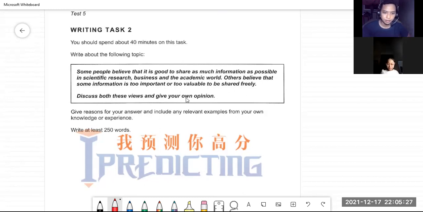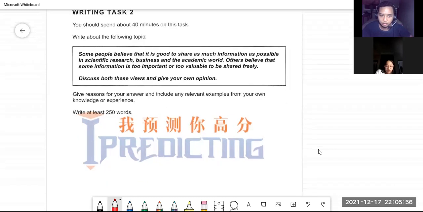Some people believe that it is good to share as much information as possible in scientific research, business, and the academic world. Others believe that some information is too important or too valuable to be shared freely. So discuss both these views and give your own opinion. Give reasons for your answer and include any relevant examples from your own knowledge or experience. Usually on the writing task, you have to write at least 250 words, okay?